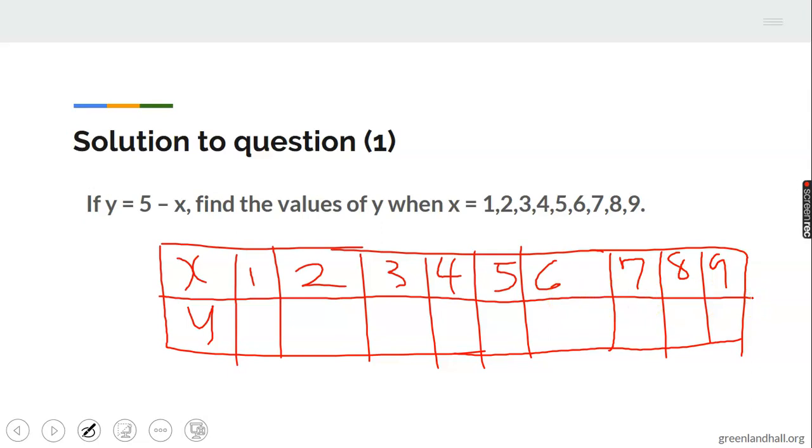Now, what is the equation? y equals 5 minus x. Put x equals 1. What do you have? You have 4. When x equals 2, you have 3, then 2, 1, 0, minus 1, minus 2, minus 3, minus 4.